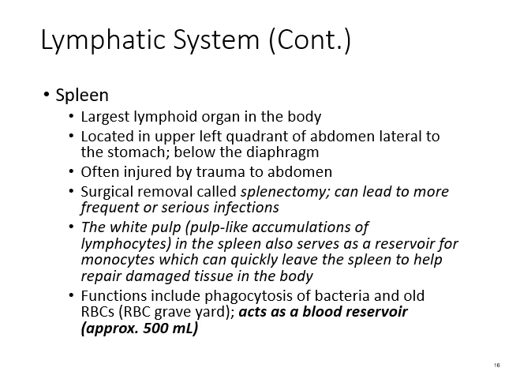The white pulp is the pulp-like accumulation of lymphocytes in the spleen. It also serves as a reservoir for monocytes, which we know turn into what? Think about that. They can quickly leave the spleen to help repair damaged tissue in the body.